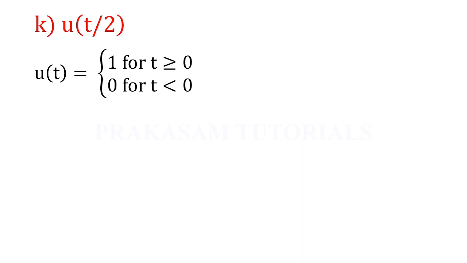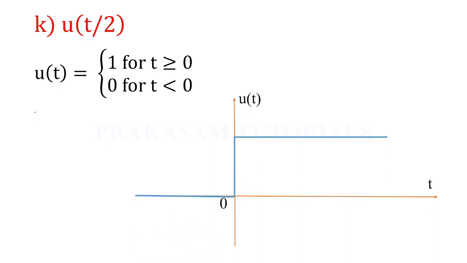Next, u of t by 2. In the same manner, using the definition of the unit step signal, u of t by 2 is equal to 1 for t by 2 greater than or equal to 0. So this 2 is going to the RHS. We have 0 into 2, and 0 into 2 is 0. So t greater than or equal to 0. For t greater than or equal to 0, u of t by 2 is equal to 1. And for t less than 0, u of t by 2 is equal to 0.